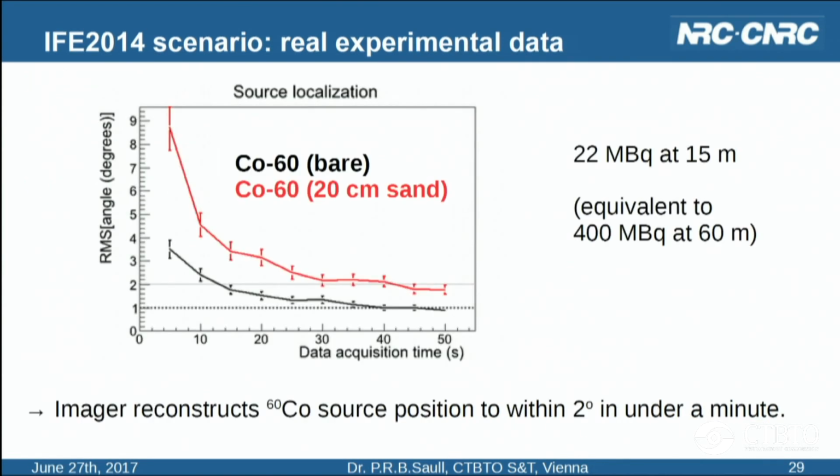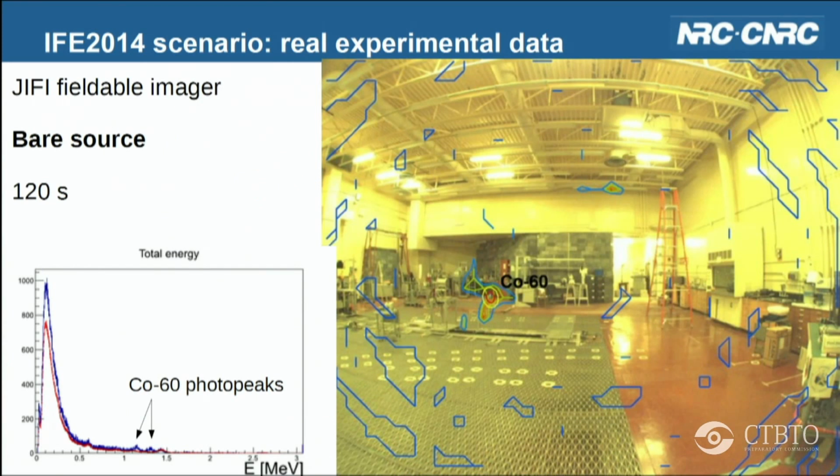Okay, this is the summary plot for that. Cobalt-60 bare, cobalt-60 20 centimeters of sand. These are the times to image. Again, cobalt-60 source position reconstructs to within 2 degrees in under 1 minute. And I won't go through the details with the Jiffy, because it didn't perform as well, and I don't have the time.